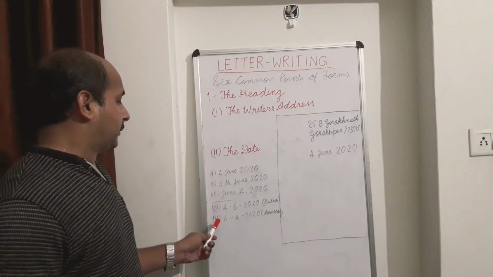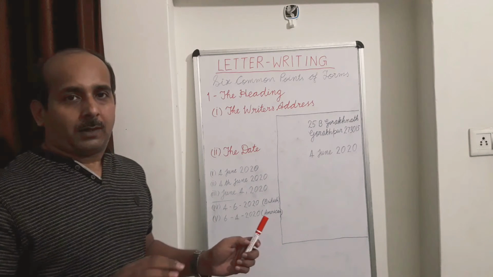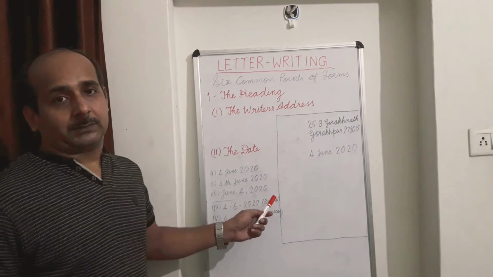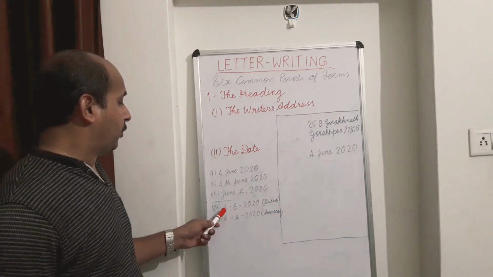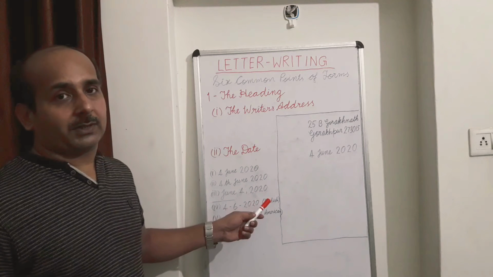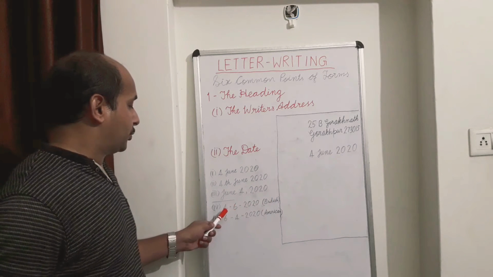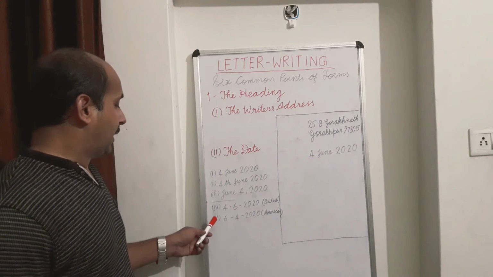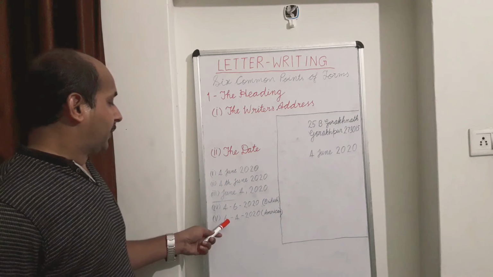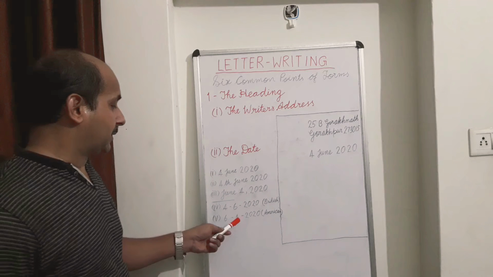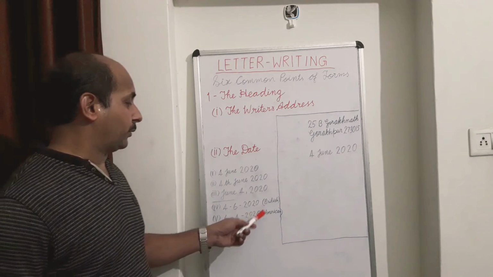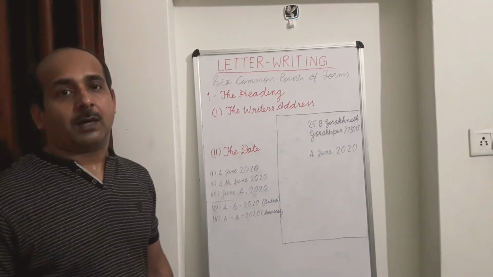The fourth and the fifth methods are important because the fourth is popular among British people, and here 4, 6, 2020 only numbers are given. The first number shows the date, the second number shows the month, but in the fifth point, the first number shows the month, the second number shows the date, and it is written 6/4/2020, and it is popular among American people.